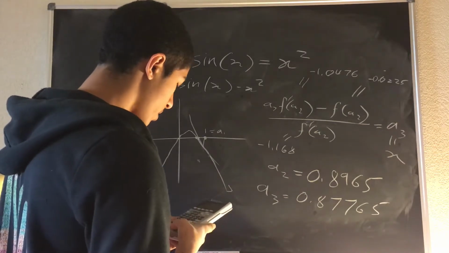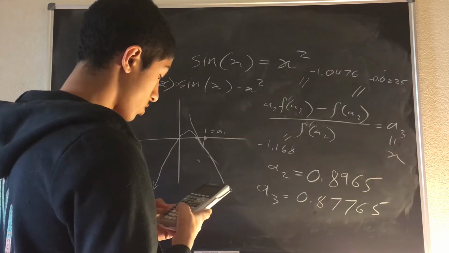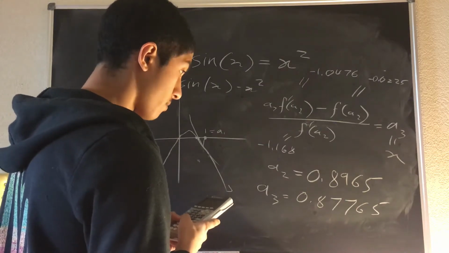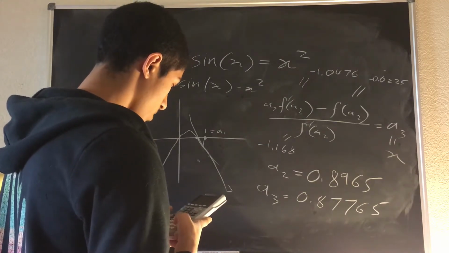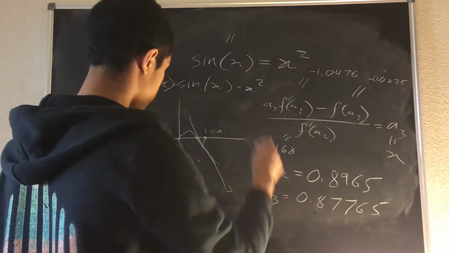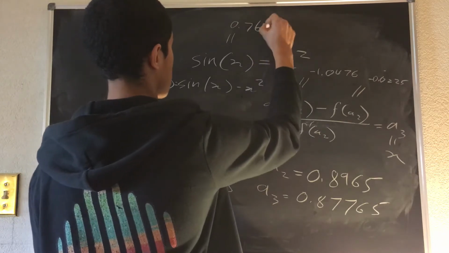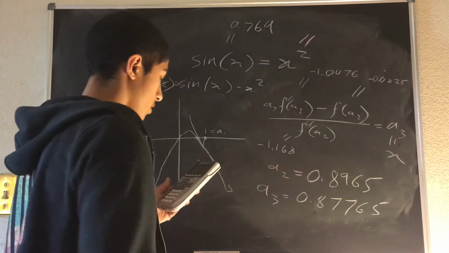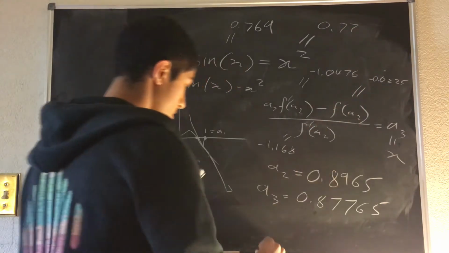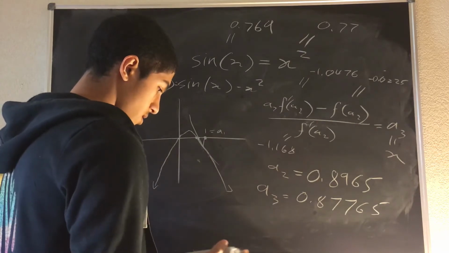And we can check if this value is fairly close to equaling the x value which solves our equation. So we can say sine of 0.87765 should be equal to the square of 0.87765. Sine of our a3 is equal to 0.769, and the square of our a3 is equal to 0.77, so they are fairly close approximations.